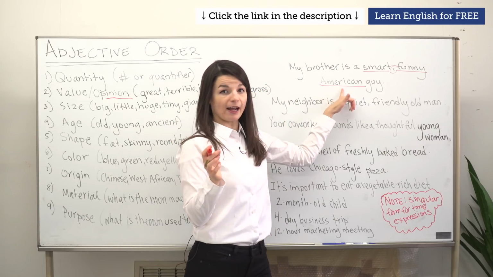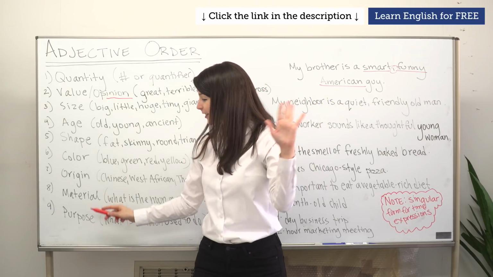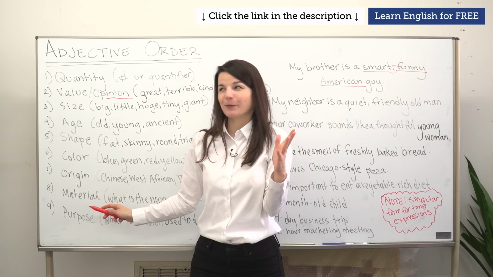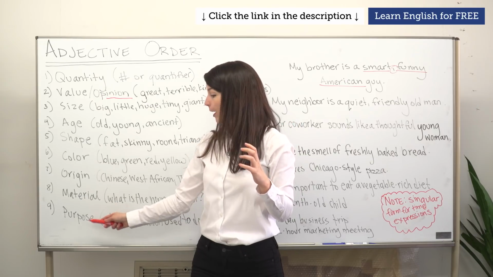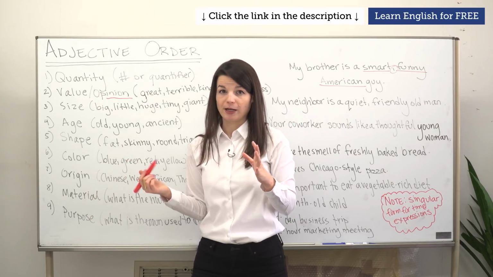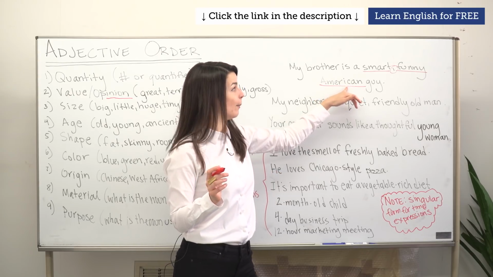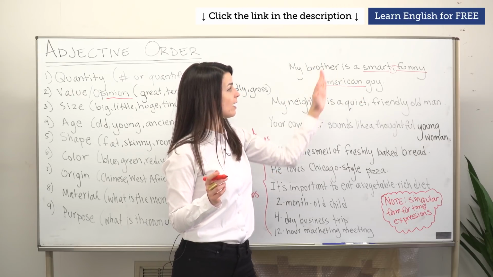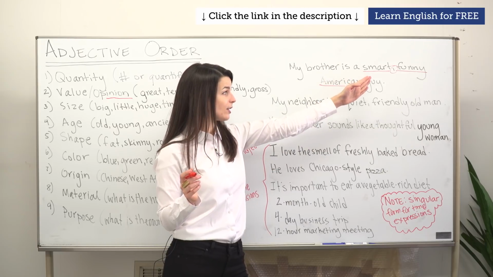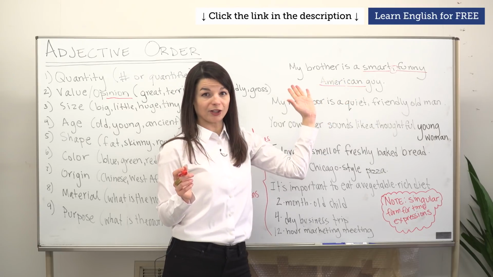So this is my last adjective in the sentence. I'm not including any material points about what my brother is made of. I'm not including any sort of purpose information. My last adjective is here, so I don't need to use any comma. So my brother is a smart, funny American guy. Two opinion adjectives and one origin adjective here.